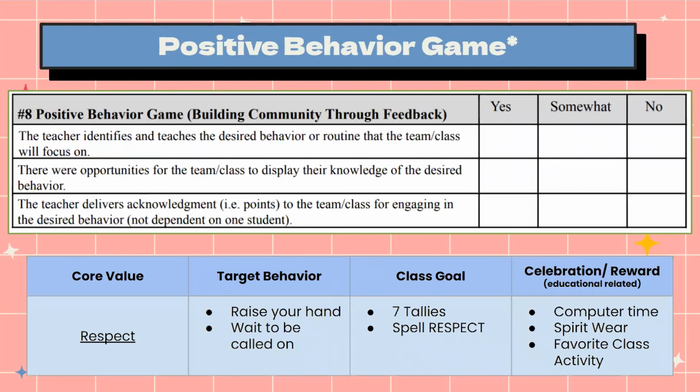And finally, the last practice on the classroom observation data collection form is the positive behavior game, or sometimes referred to as group contingencies. We may not see these in all classrooms, and each positive behavior game will look different across classrooms. An example would be a class that was working on being respectful by raising their hand and waiting to be called on. The class could be looking to earn 7 tallies for showing that target behavior in order to earn a group reward such as a Go Noodle Brain Break video.